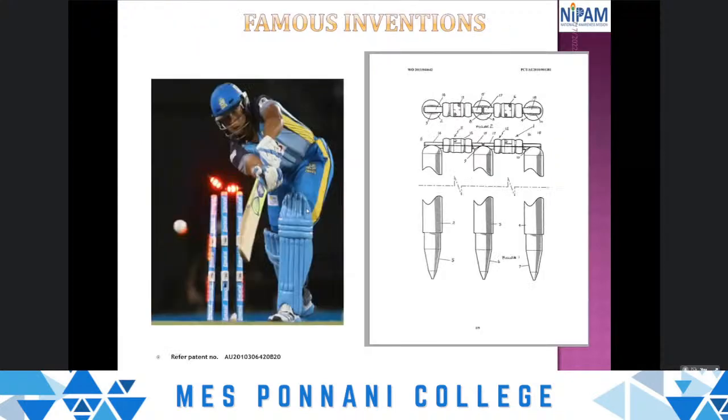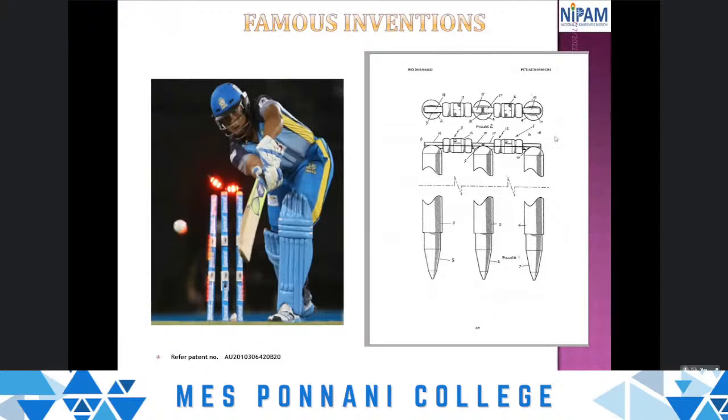So now we'll see some interesting examples of some famous innovations. Again, you might have seen this particular thing in cricket matches. This illuminating stump is a recent invention. Not so recent, it was actually introduced by ICC in its matches in 2013. Before that, it was difficult for the umpires to judge the precise moment of runouts and all.